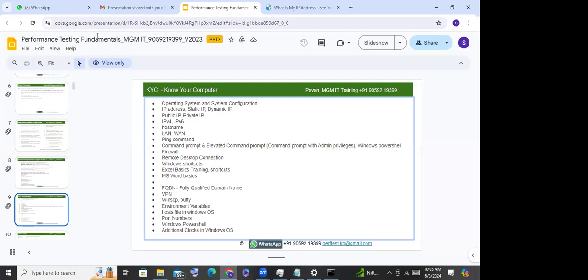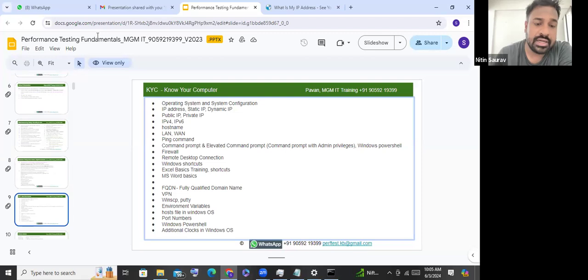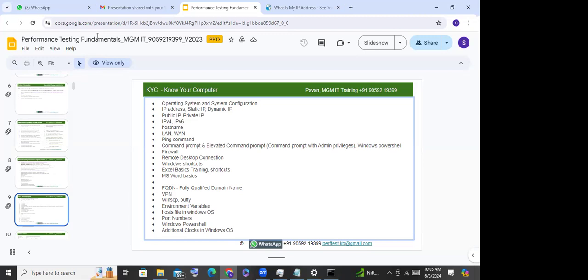And what is static IP and what is dynamic IP? A static IP, we can see in IPv4, and dynamic IP is what we get when we connect to the internet. Yes, most of the time our machines are configured with dynamic IPs.